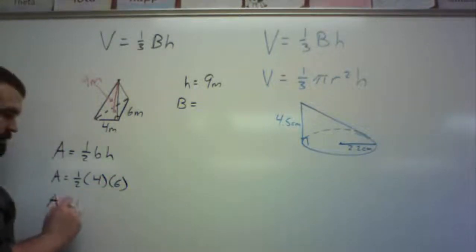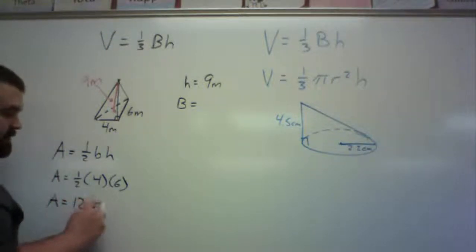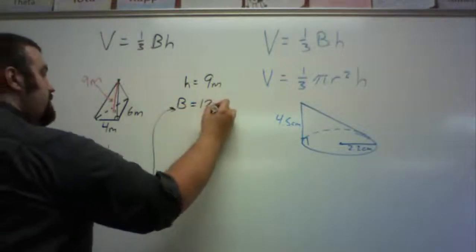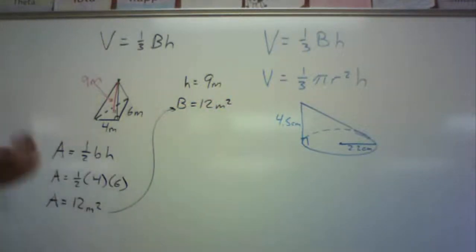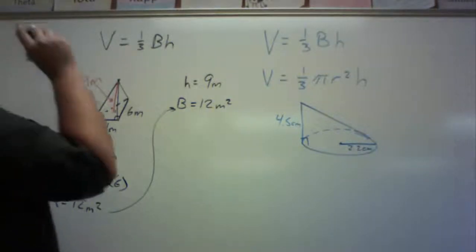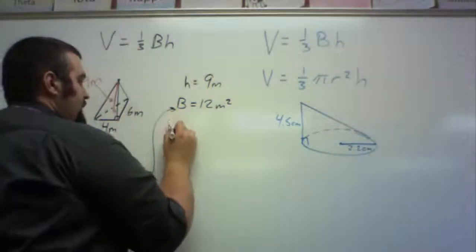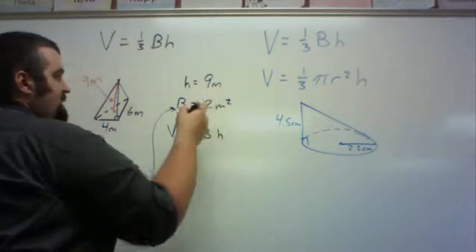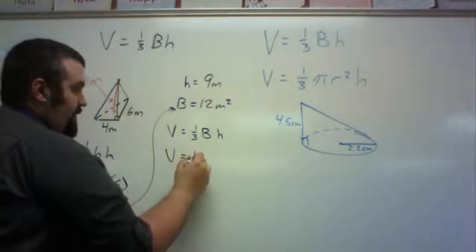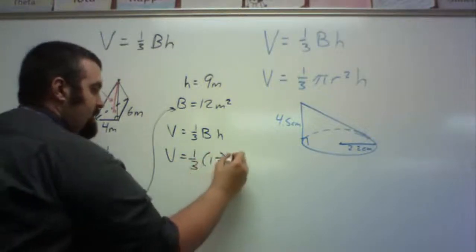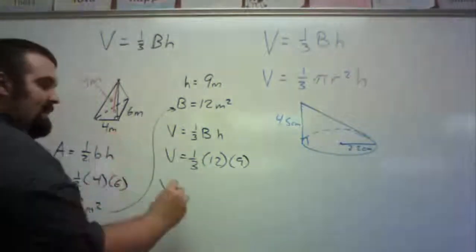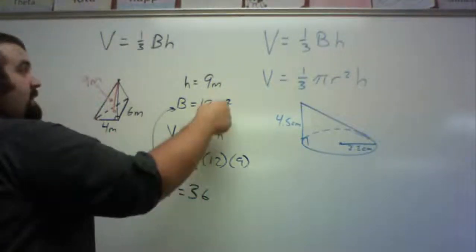So the area equals 1/2 times 4 times 6, or 12 meters squared. So the base area is 12 meters squared. To find the volume of a pyramid, I take 1/3 the base area times the height of my prism. So volume equals 1/3 of 12 times 9, and when I multiply all three together, I believe what I get is 36 meters cubed.